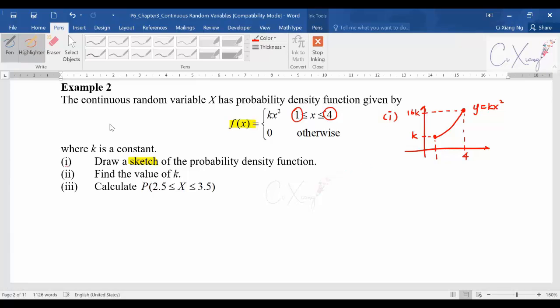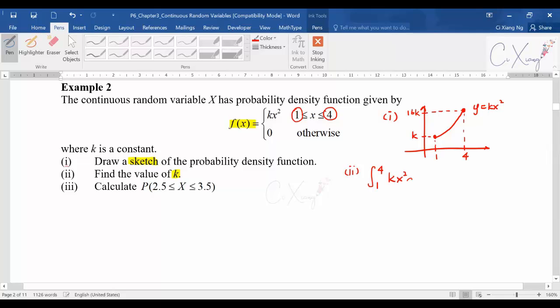Then for part number 2, they want you to find the value of k. As I told you before, to find the value of k, you need to apply the property: when you integrate the whole function kx squared from 1 until 4, you let it equal 1. For this part of integration, I'm not going to show you how to do it. Please complete this one yourself. Eventually, you should get k equals 1 over 21, if I didn't make any careless mistake. So the steps here, you just try to complete it yourself.